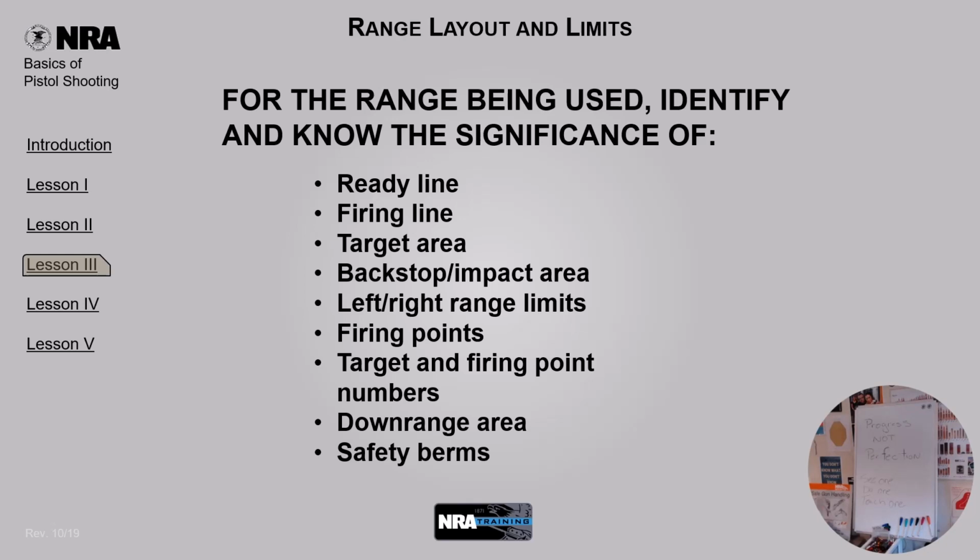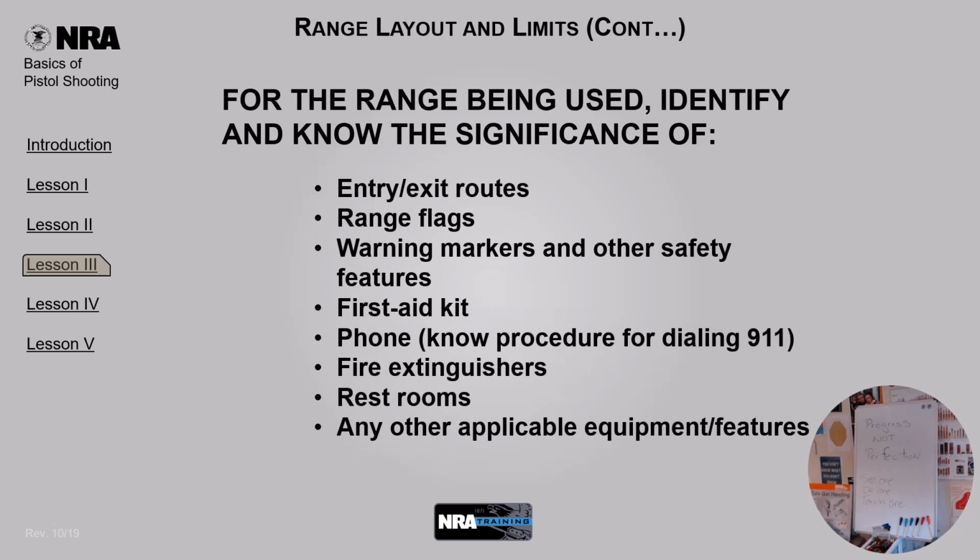Firing points. If you go to a really fancy range, they'll say you're on lane 4 and you'll go to lane 4 and it'll say lane 4 on the wall and your target hanger will say lane 4. And if it's really fancy, the backstop will actually have a giant 4 on it. I've been to one range like that ever. Target and firing point numbers, that's what I just described. Downrange area is anywhere in front of the firing line. Safety berms are the left and right portions of an outdoor range.